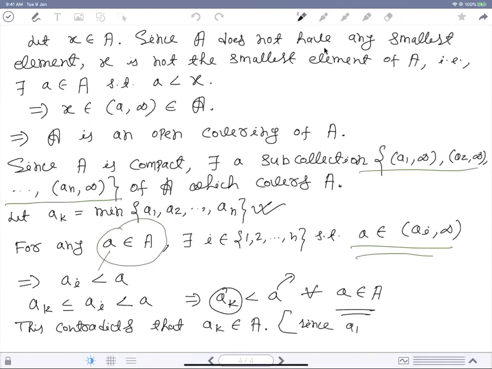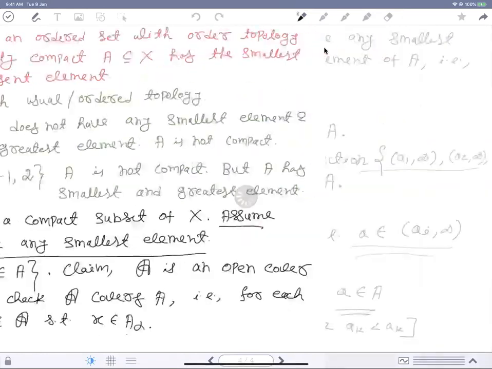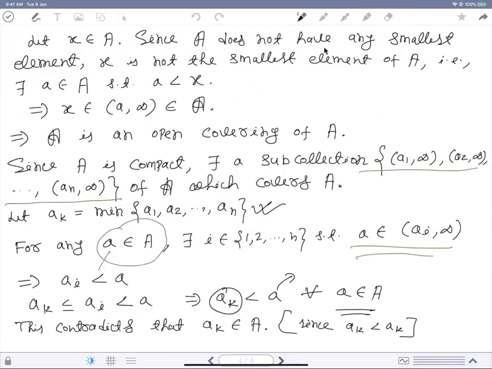Since a_k is less than a_k, this is actually a contradiction. Fine. So what was our condition? We assumed that, if possible, A does not have any smallest element, and we get a contradiction. That means A must have a smallest element. And similarly, you can prove that A must have a largest element.